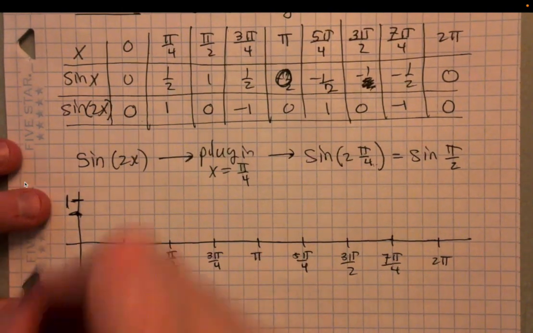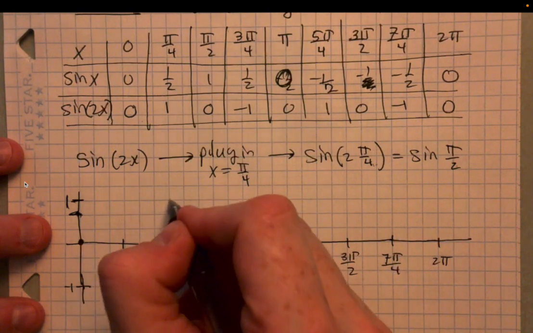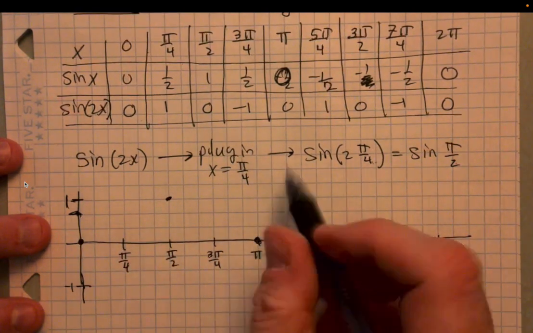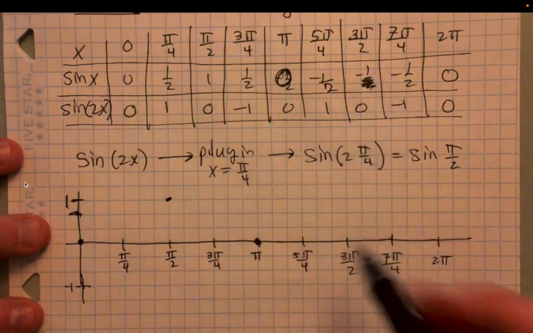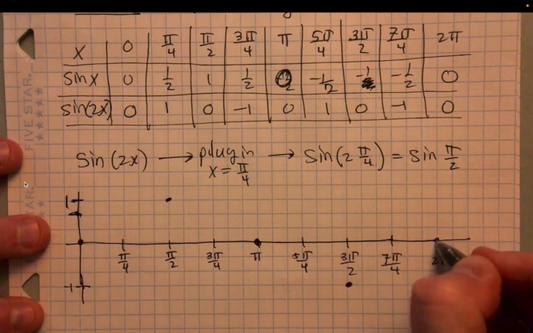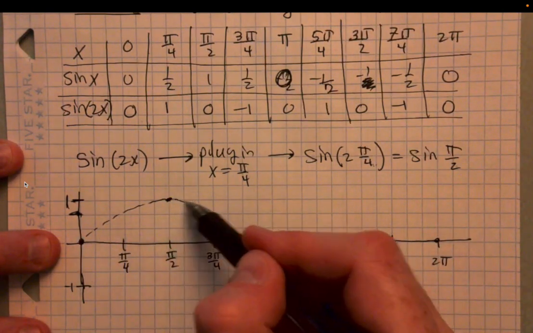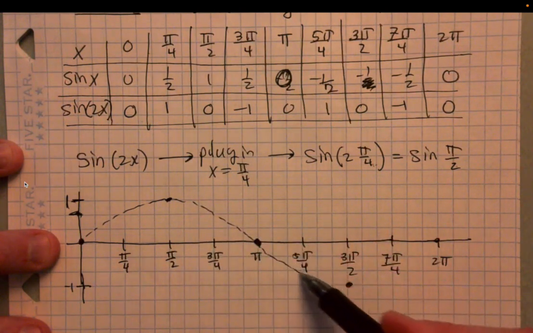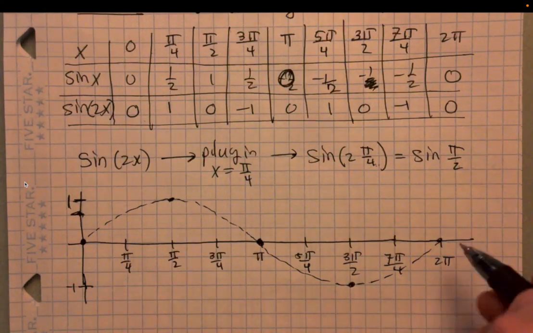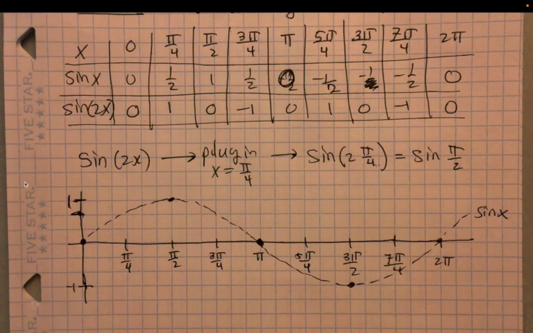Okay. So we know it starts at 0. And then at pi over 2, it's equal to 1. And then at pi, it's equal to 0 again. I'm talking about the sine function here. And then at 3 pi over 2, it's equal to -1, and then back to 0. And so this is what sine of x looks like. Okay, so that's the sine of x.